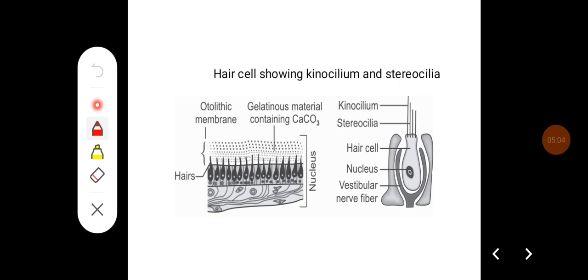Here is the structure of again the hair cells, that is otolith organ, showing otolithic membrane which is composed of gelatinous material containing calcium carbonate, and the hair cells being embedded into the otolith organ. Okay. And here you can see the hair cell. Each hair cell is made up of kinocilium, which is the tallest one, and the smaller ones are called as stereocilia.